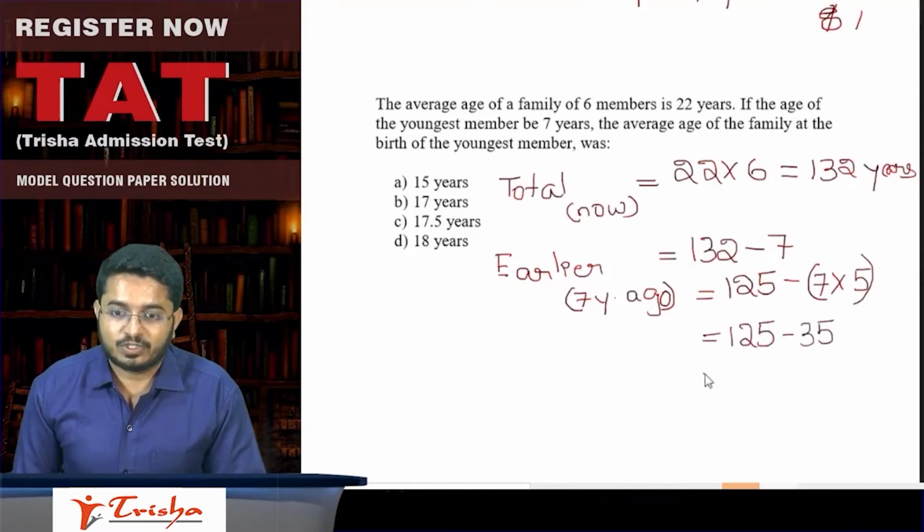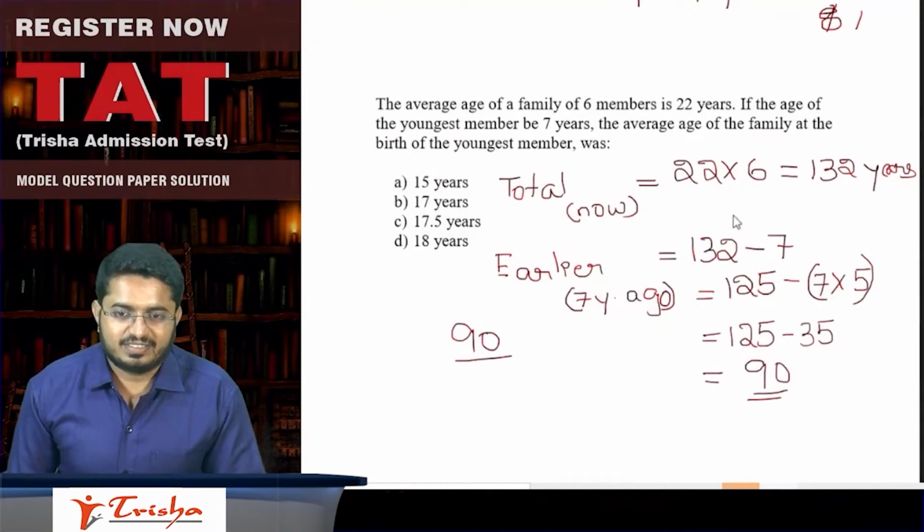So 7 years ago, the total age of the family will be 90. Do we want the total or we want the average? We want average. So what we should do? 90 divided by which number? 6 or 7?